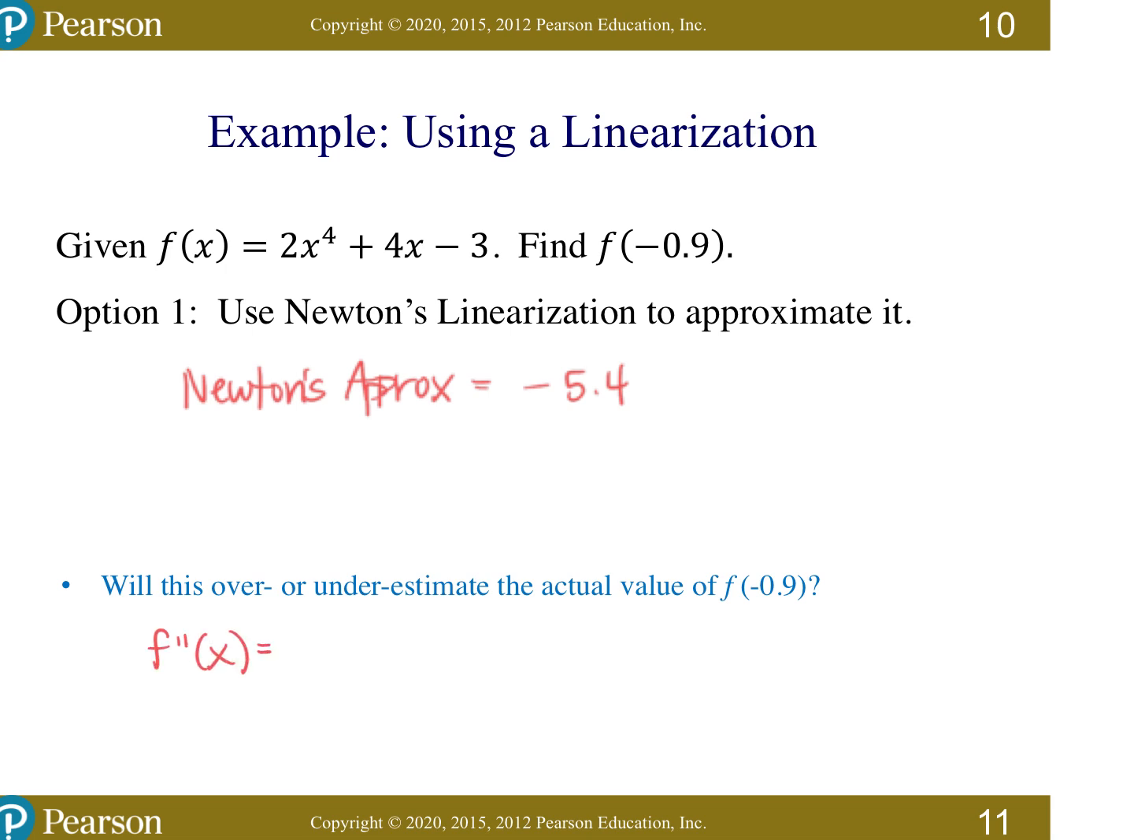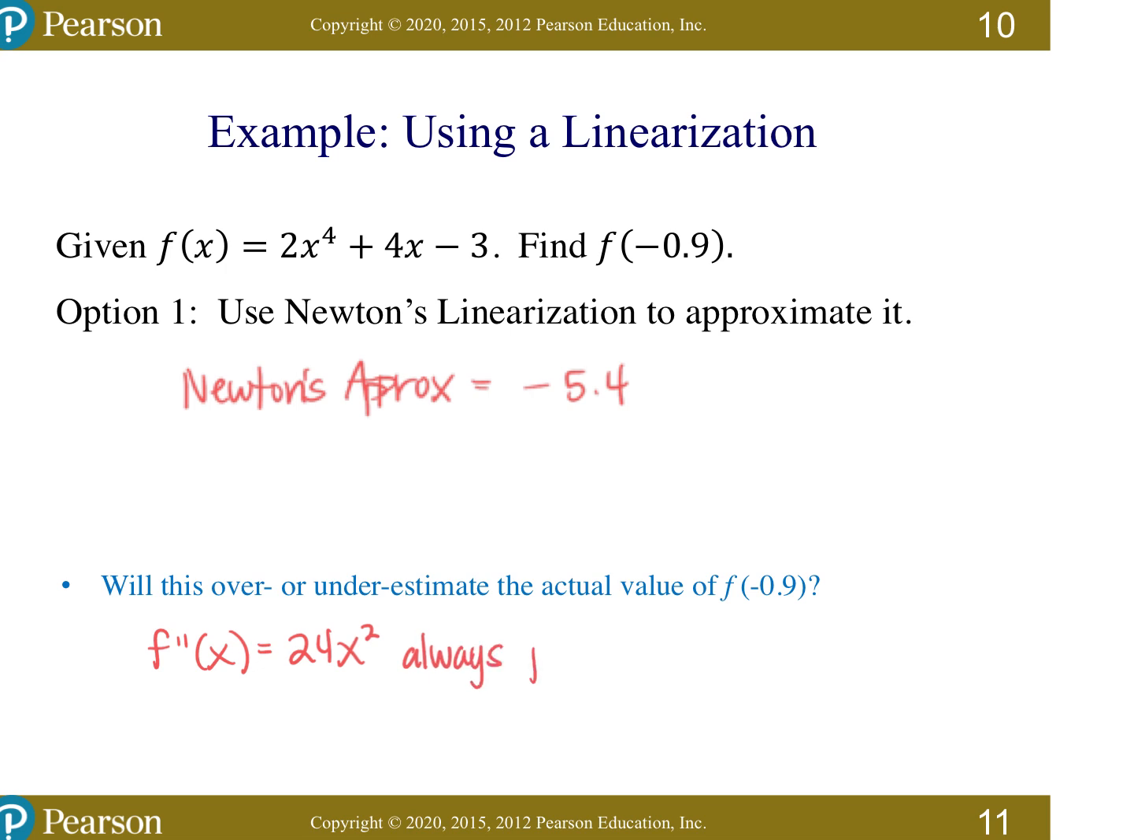We already knew what the first derivative was, right? The first derivative was 8x to the third plus 4. So the second derivative is 24x squared. What would be true about the concavity of that? Why is it always positive? Okay?